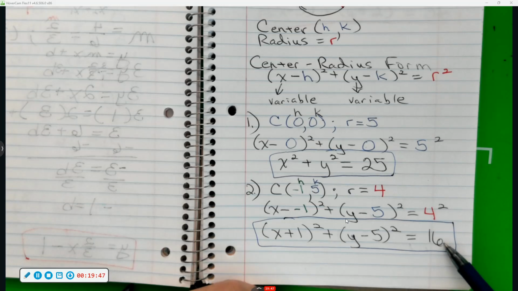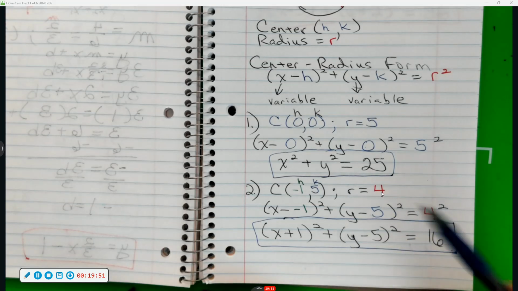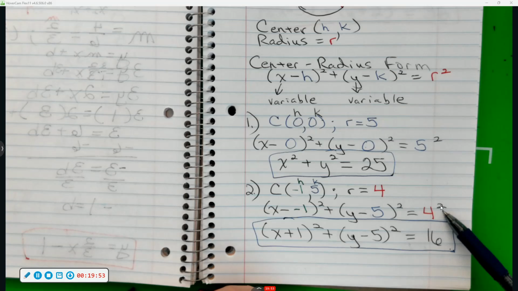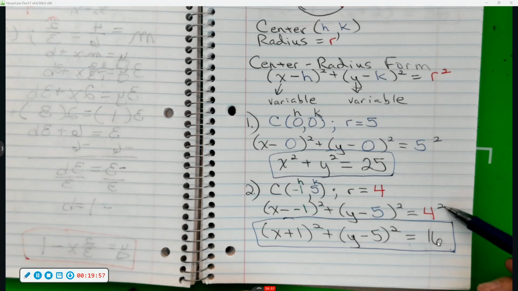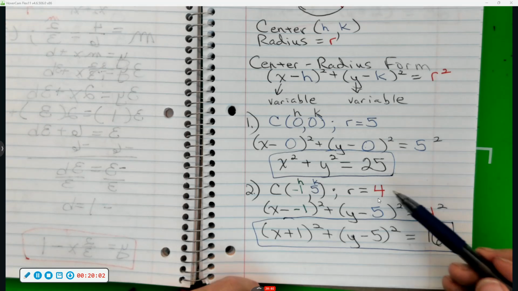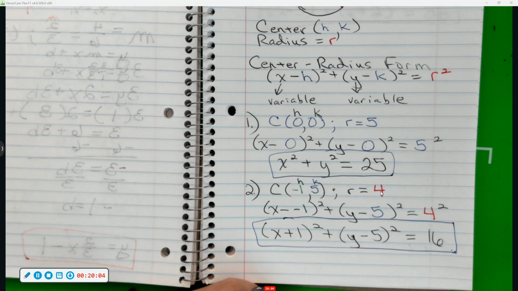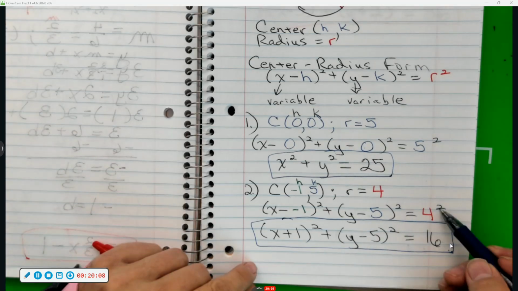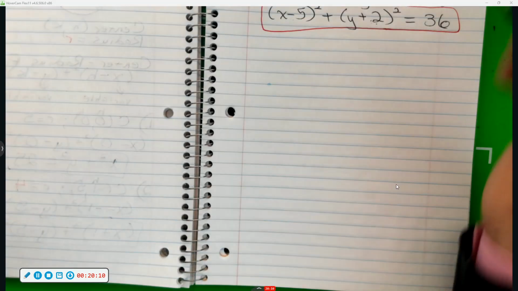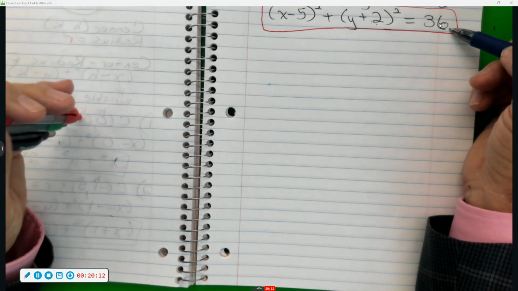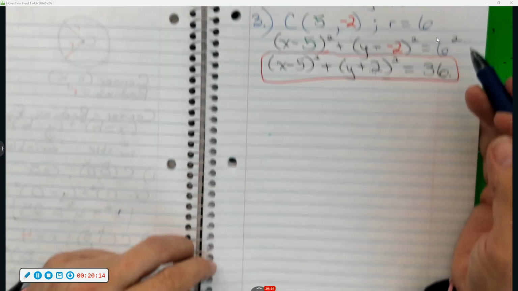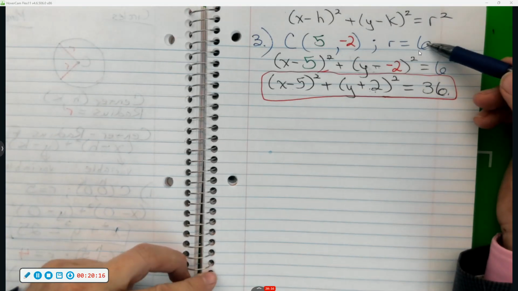Now, this number here, what do you do to go back to the radius? Notice we took the radius and squared it. If you wanted to go back from 16, what undoes squaring? What do we do with 16 to go back to 4? Take the square root. We're undoing the squaring. Same thing here. We have an r squared of 36. How do we go back? You take the square root.